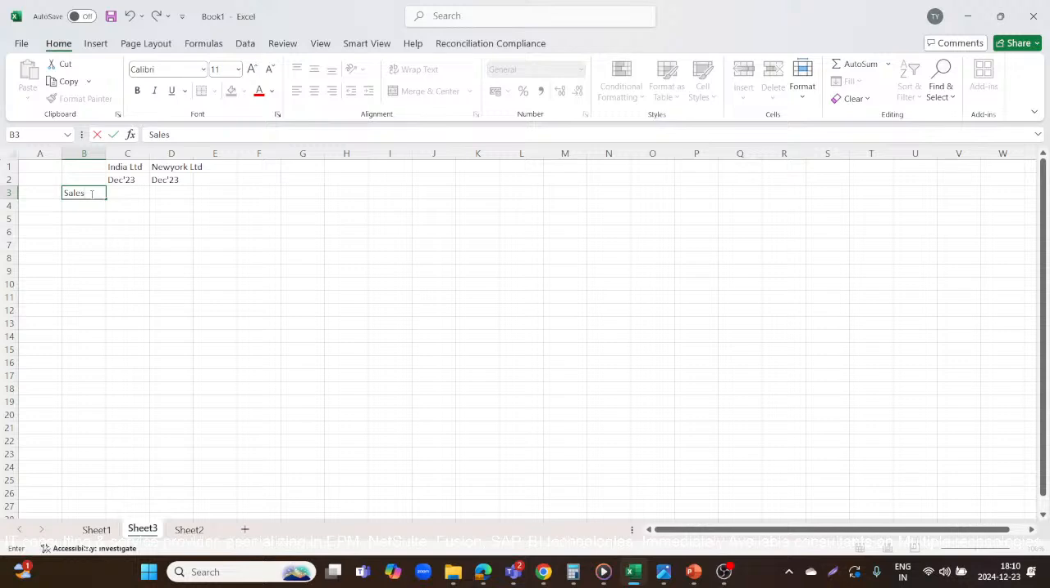Suppose you have some sales, just assume the cost of goods sold, and then you will get the margin. If suppose your sales is 1000 for this company, 1500 for this company, cost of goods sold for India Limited is 200, and for New York, suppose it is 150, or you can say 300. So the margin will be 1000 minus 200 is this much. Similarly, 1200 for New York Limited.